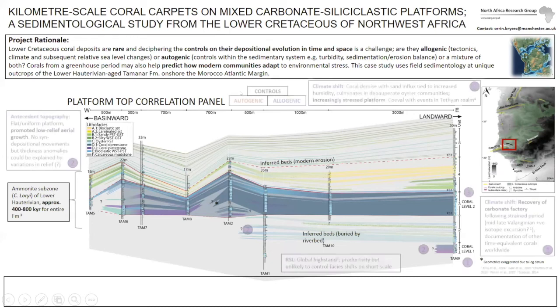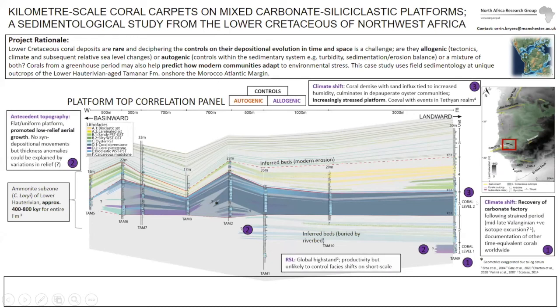So I'll quickly talk about what controls I suggest. Basically, the allogenic controls are related to climate shifts. So the reason the corals emerge on the platform is suggestive of a recovery of carbonate productivity following the Valanginian. We're in a context of global sea level high stand, and the antecedent seafloor is relatively flat, and that might be a reason why you have these areally extensive growths. But it might also explain some of the strange thickness variations.